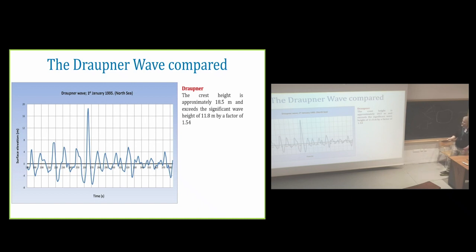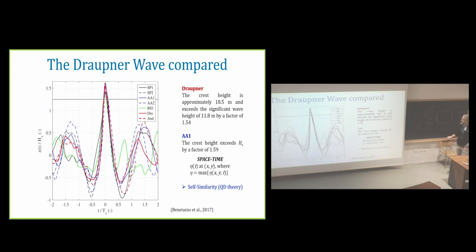Talking about extremes, we cannot miss the Draupner wave. This record is very remarkable, probably the first example of a very high wave: an 18-meter crest height over a significant wave height of 12 meters. So the crest to Hs ratio was 1.54. It would be nice then, using a proper normalization of the Draupner time series, here in red, with Hs for the elevation and the period.